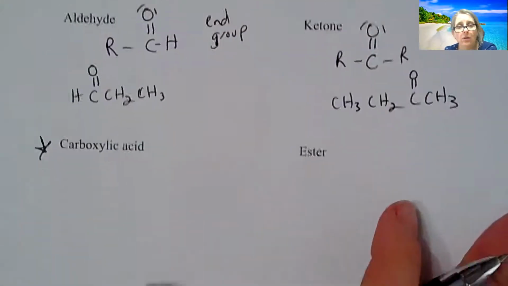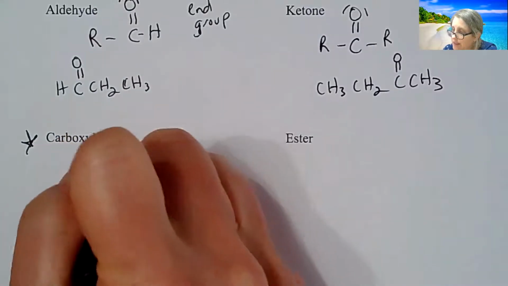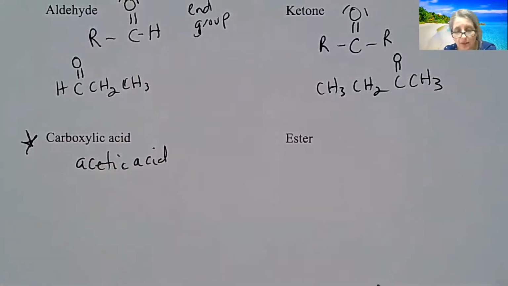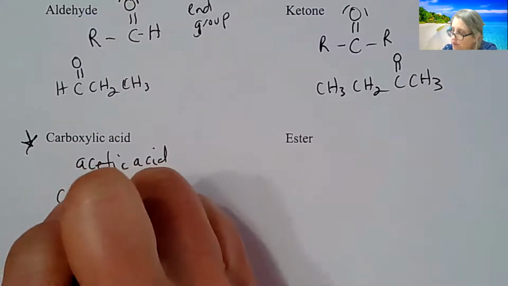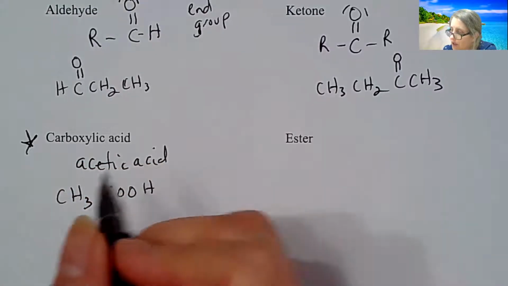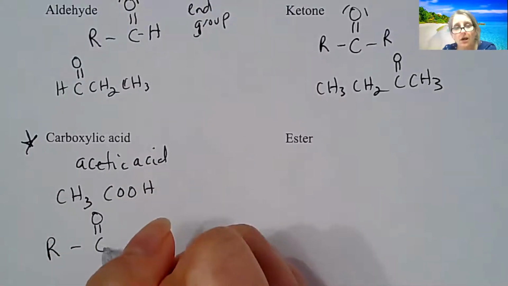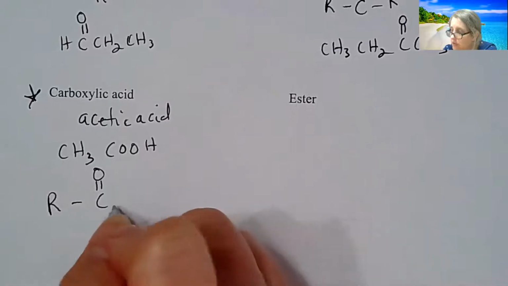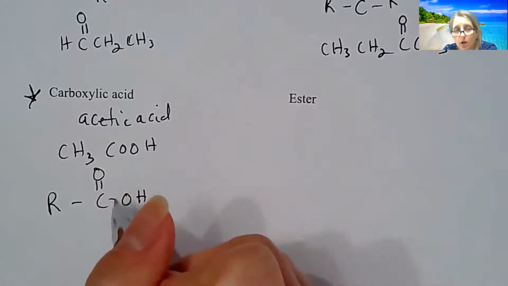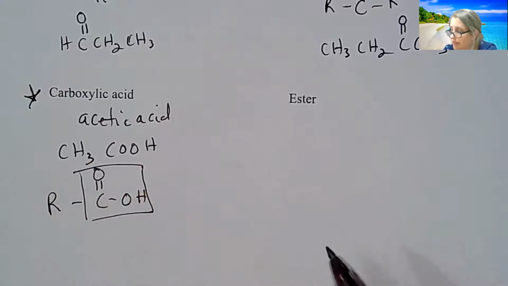I starred the alcohol. Carboxylic acids, the one that you should know is acetic acid. That's the acid you have in vinegar. That's the vinegar smell. You're going to see this written a couple different ways. What makes something a carboxylic acid is the carbon has a double bond oxygen, and directly attached to that carbon is another OH group. So this is not an alcohol OH group. It is a carboxylic acid. This is what makes it a carboxylic acid.